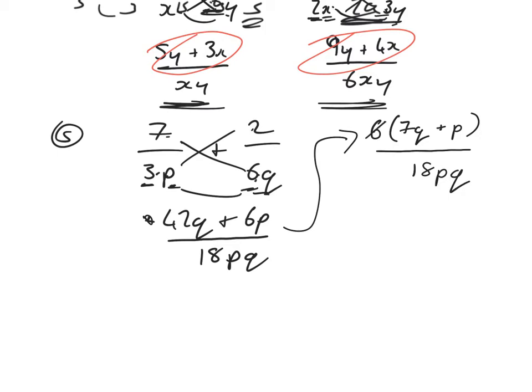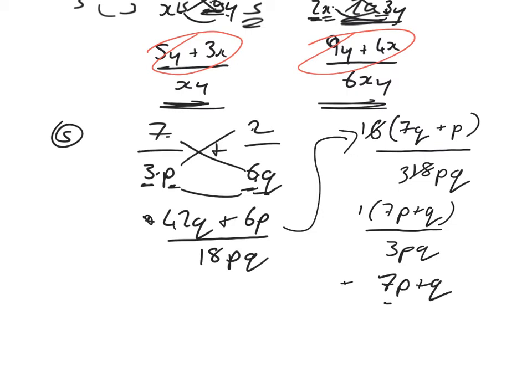Okay, now that's 6 over 18. That can then cancel down to 1/3. So that will be 1 lot of 7p plus q over 3pq. I don't need the bracket there. I can just write that as 7p plus q over 3pq.